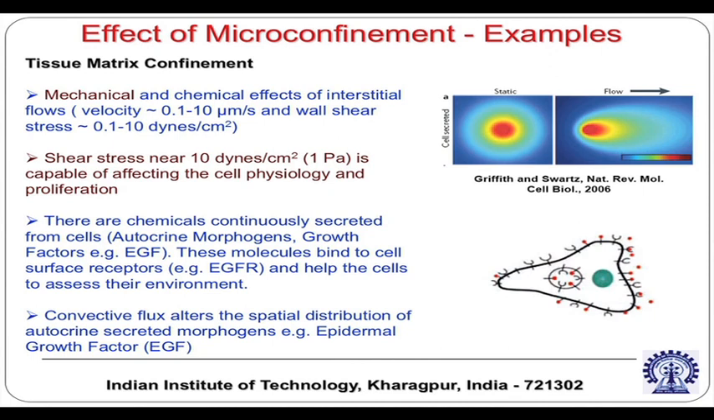So cells are continuously releasing these molecules, and then these molecules are binding to the receptors located on the cell surface, and once this binding is there, the cell can understand its microenvironment. But it is very important to understand where fluid flow comes into the picture. The convective flux alters the spatial distribution of the growth factors, like for example EGF, or the epidermal growth factor.